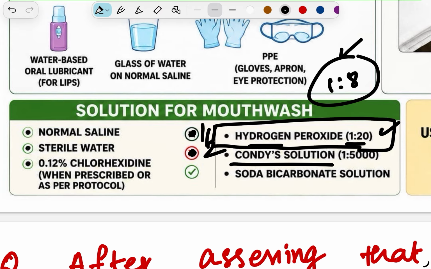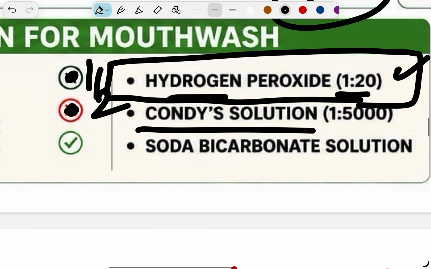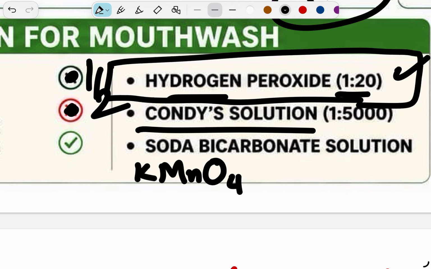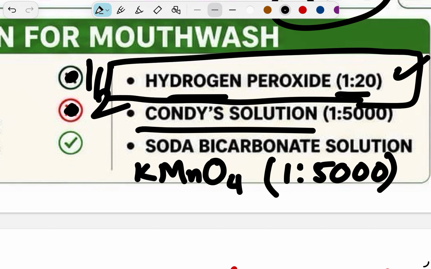Condy's solution means potassium permanganate, KMnO4. This should be in a 1:5000 dilution. Clear? So very importantly you need to understand these ratios, otherwise if you write 1:500, it is a very concentrated solution. We need a dilute solution of KMnO4, that is potassium permanganate, right? Are you understanding?